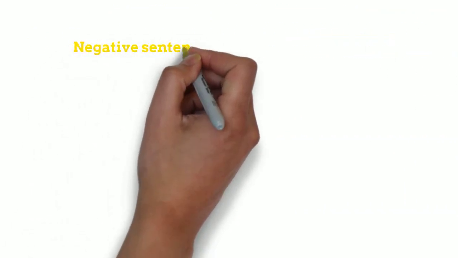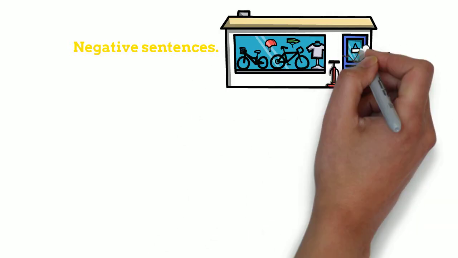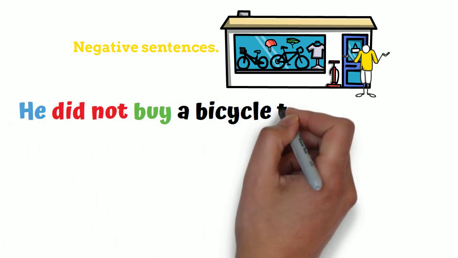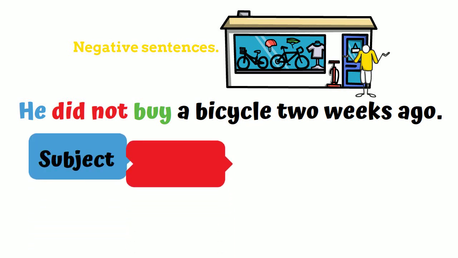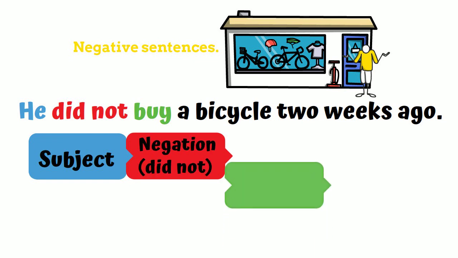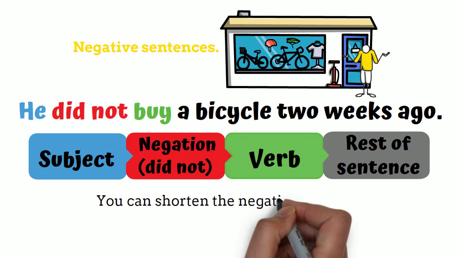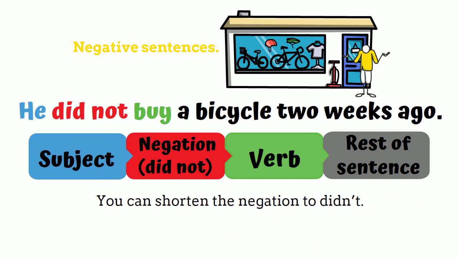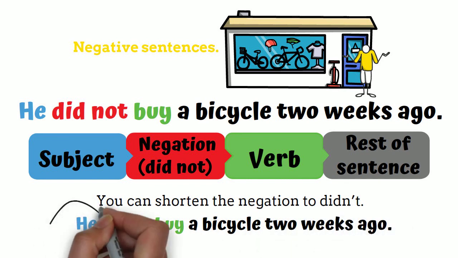Let's now see how to form the negatives. We'll use the same example again. He did not buy a bicycle 2 weeks ago. Here we have a subject, a negation did not, verb, and the rest of the sentence. You can also shorten the negation to didn't, like this. He didn't buy a bicycle 2 weeks ago. This is called a contraction.